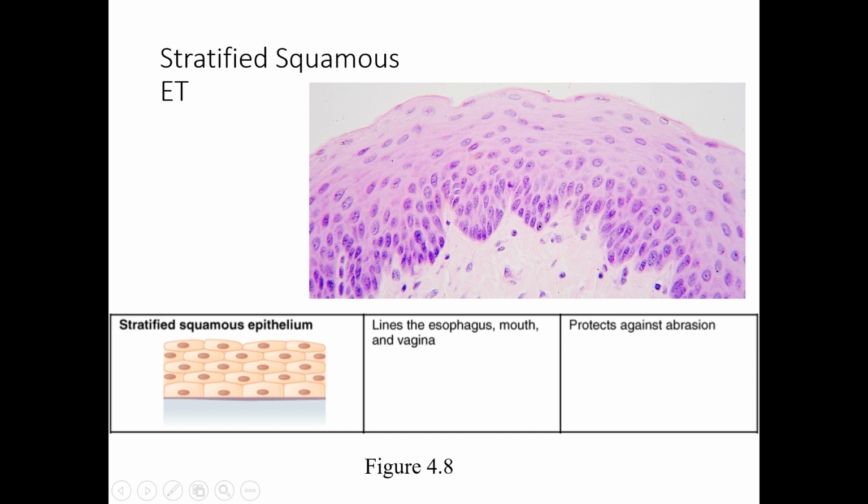It lines some cavities open to the outside, like mouth, esophagus, and vagina. And because being so thick, it can protect against abrasion. That's the main function of that tissue.